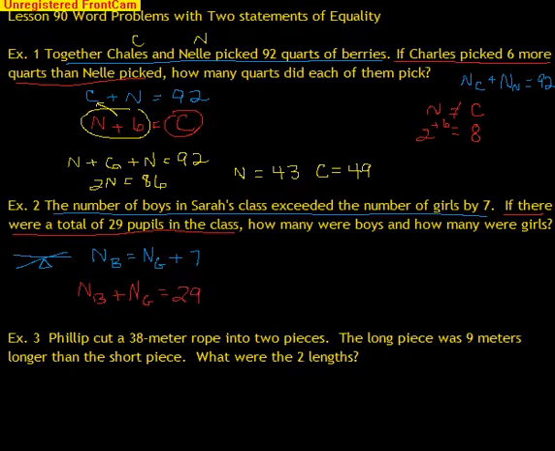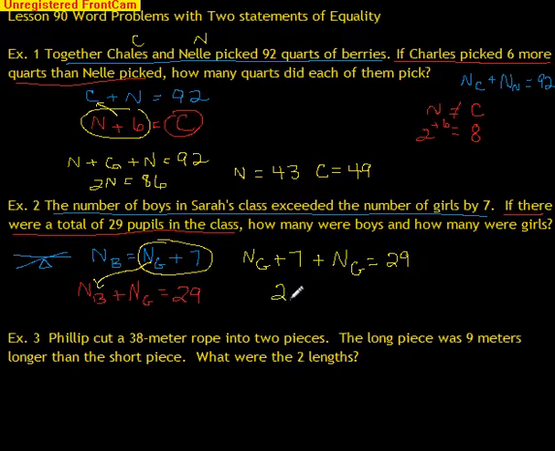Once again, we have a substitution problem. It's already solved for one of the variables, so instead of n sub b in this equation, we're going to put what it's equal to. N sub b is equal to n sub g plus 7, and that will give us n sub g plus 7 plus n sub g equals 29. And what that does is now we have one equation with one unknown, so now it's solvable.